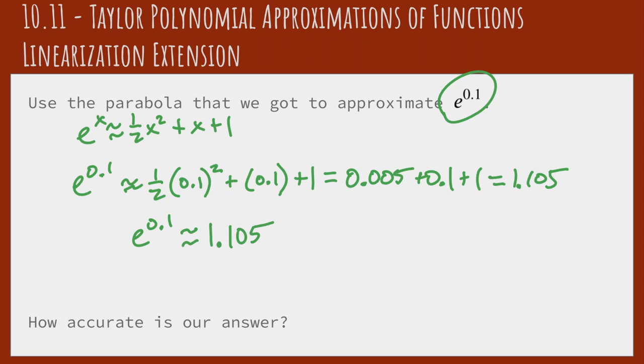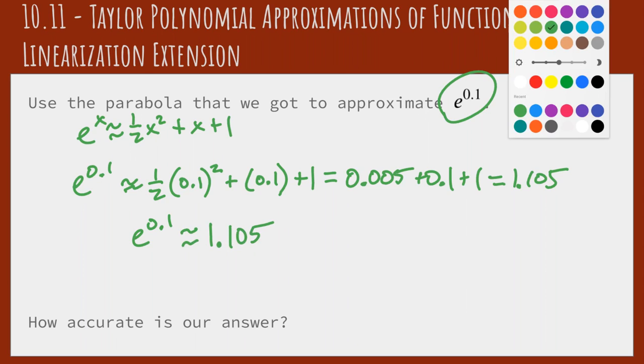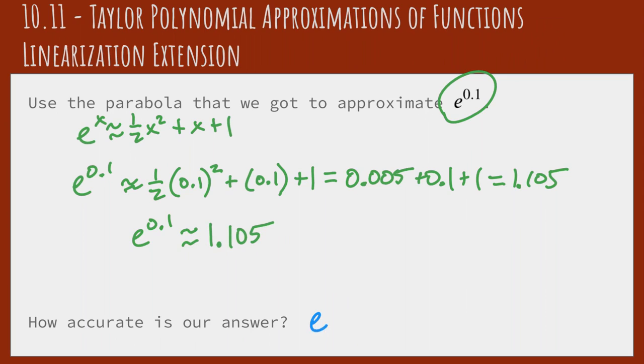So then the question is, did that really help us that much? How accurate is our answer? Well, if we plug e to the 0.1 into our calculator, we get 1.10517 and so on. And you'll notice that this is accurate to the first 3 numbers after the decimal place. So it's not until we get to the 10,000th place that our approximation is off.